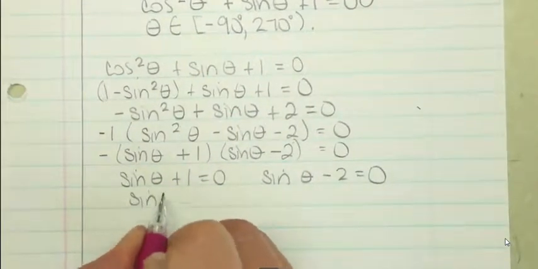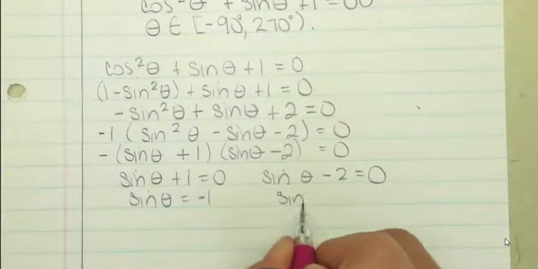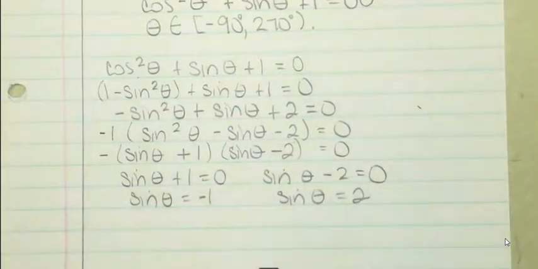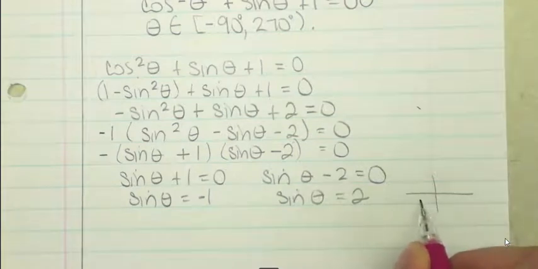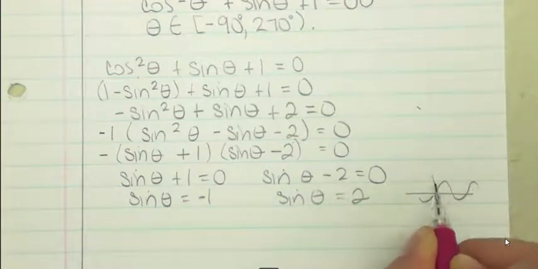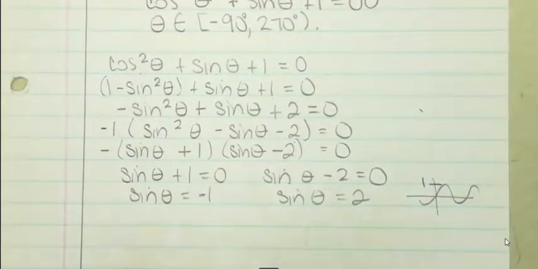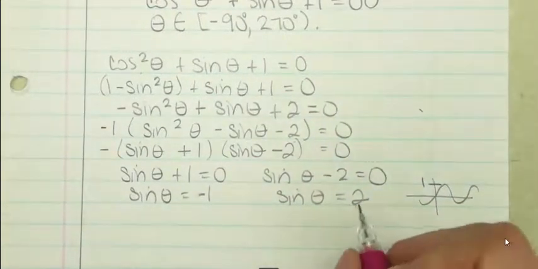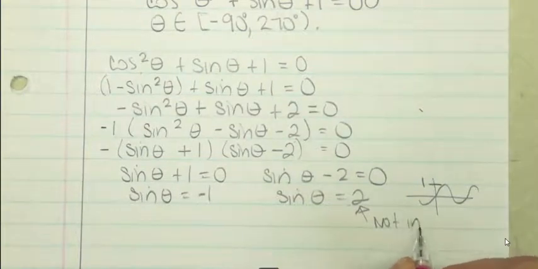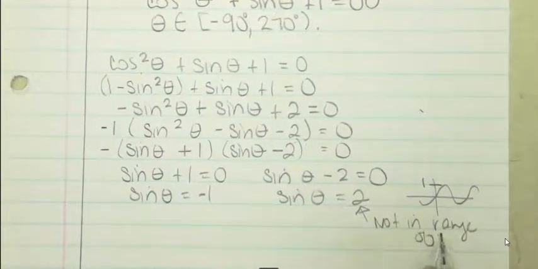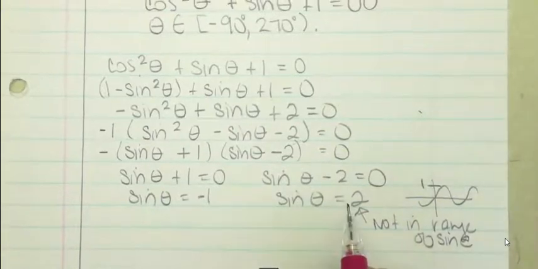Solving for each of them, I get that sine theta equals negative 1, or sine theta equals 2. But think back to everything that you know about sine, even like the parent graph of sine. What is the maximum output that we can have for any input into the sine function? It's 1, right? If you think about your sine graph, it looks something like this, where our maximum output was always 1. So having an output of 2 is not in the range. So we don't need to worry about that one. That's not going to work for us.